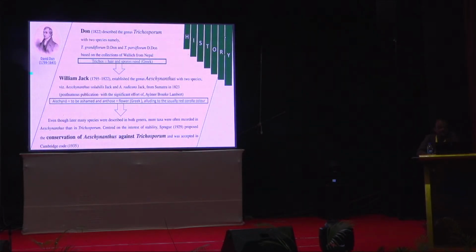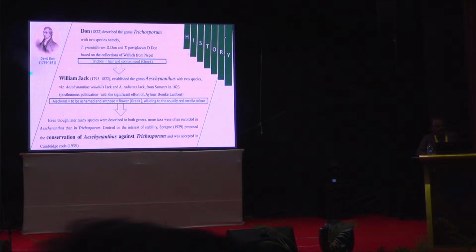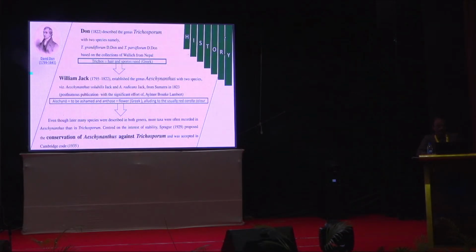The genus was initially described by Don under the name Trichosporum, with two species, Trichosporum grandiflorum and Trichosporum parviflorum, based on collections from Nepal. The name Trichosporum was derived from the hairs on the seed. And William Jack, again, should be an inspiration for the youngsters. He described that particular genus at the age of 27.